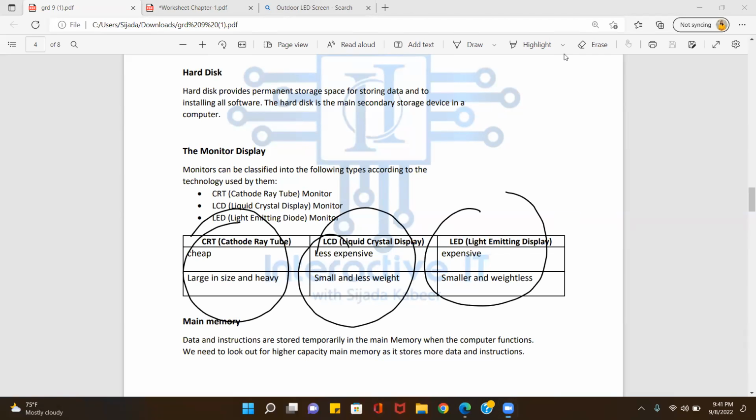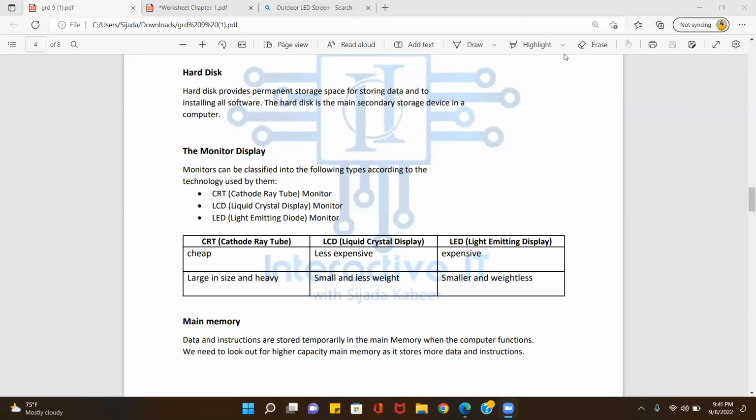What are you going to buy? An LED monitor. Better not to go for a CRT, because a CRT consumes a lot of electricity, so that is something we don't want. The electricity bill of Sri Lanka, you know how expensive it is.